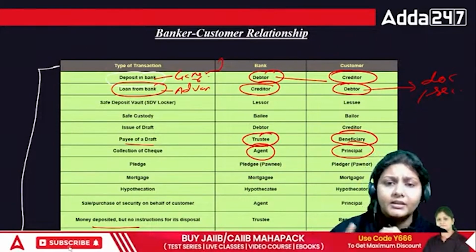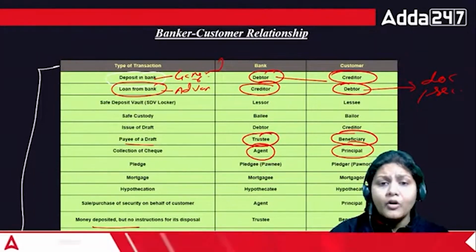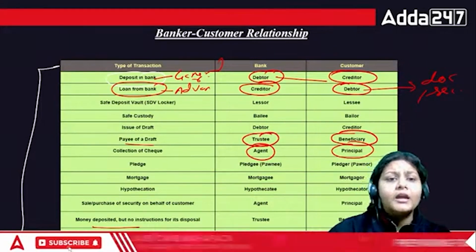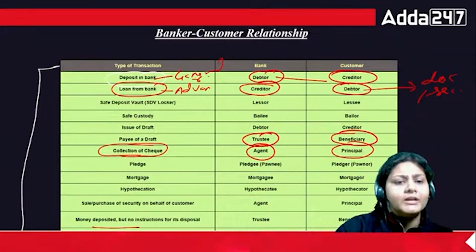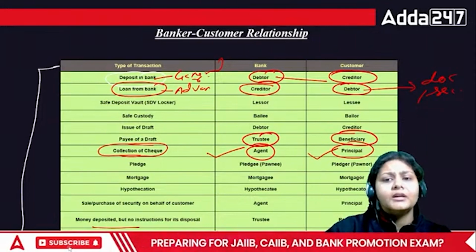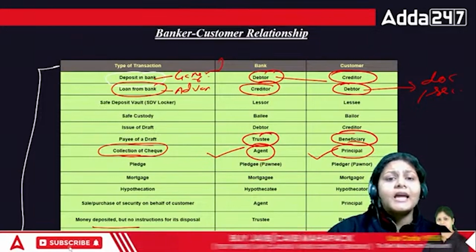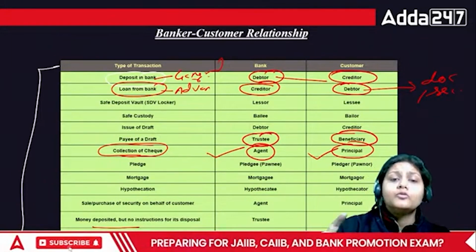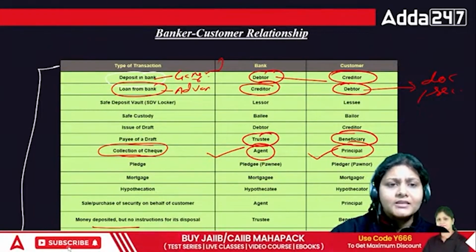That means they are collecting the check for me. They are paying the bill on behalf of me, so they are acting as an agent for me, in the case of collection or in the case of any payment of bill and all. So they will be acting as an agent and I'll be the principal. So what is the principal? That is actually the person for whom the work is done or to whom it is represented, which is called the principal.